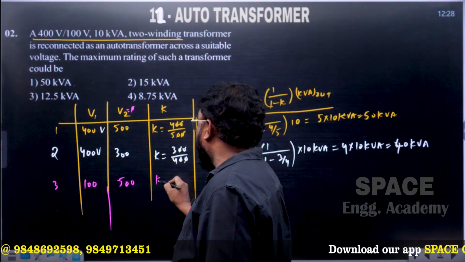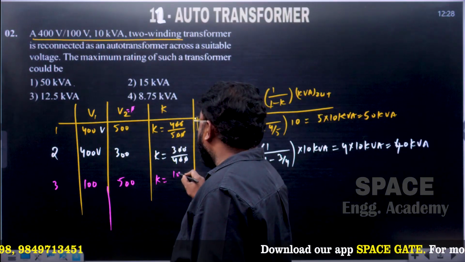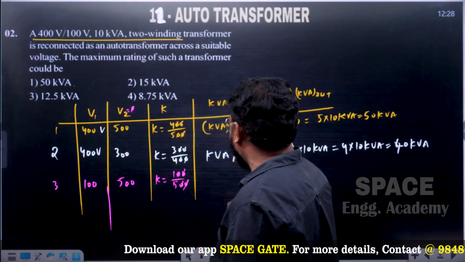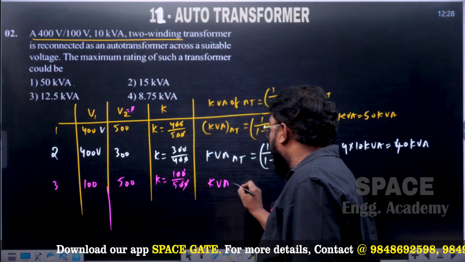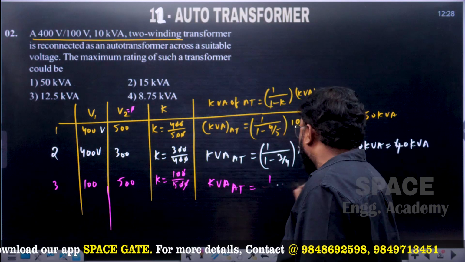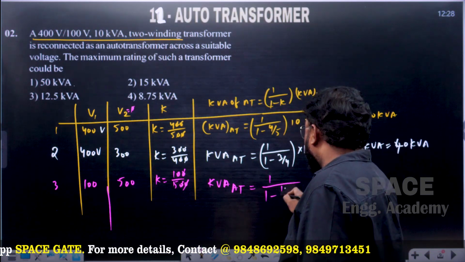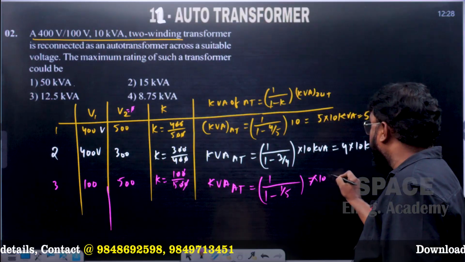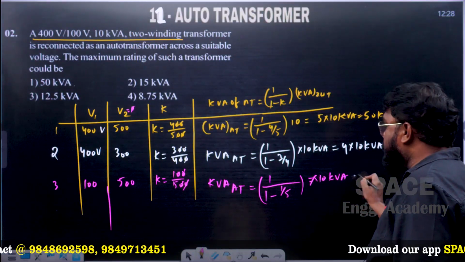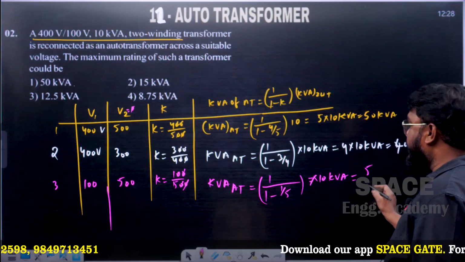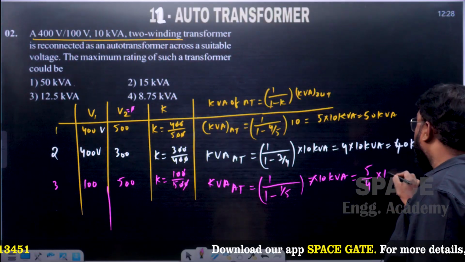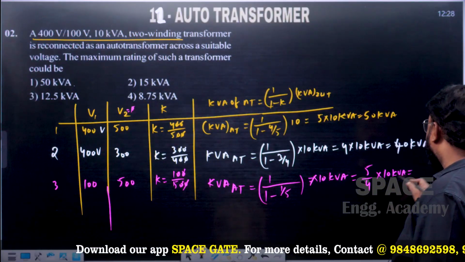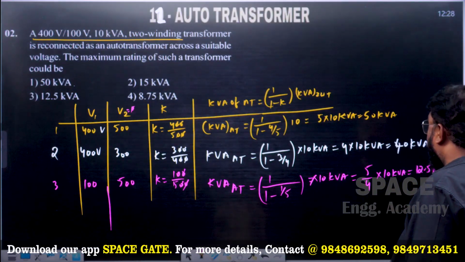సో అప్పుడు K is equal to 100 divided by 500. సో నౌ దిస్ ఈజ్ ఈక్వల్ టు క్యాన్సిల్ అయ్యి 1/5 వస్తుంది. కేవీఏ రేటింగ్ ఆఫ్ ఆటో ట్రాన్స్ఫార్మర్ ఈజ్ ఈక్వల్ టు 1/(1 minus 1/5), మల్టిప్లైడ్ బై 10 kVA. సో నౌ దిస్ వాల్యూ ఈజ్ ఈక్వల్ టు 5/4 ఇంటూ ద 10 kVA, దట్ ఈజ్ ఈక్వల్ టు 12.5 kVA ఆన్సర్ వస్తుంది.